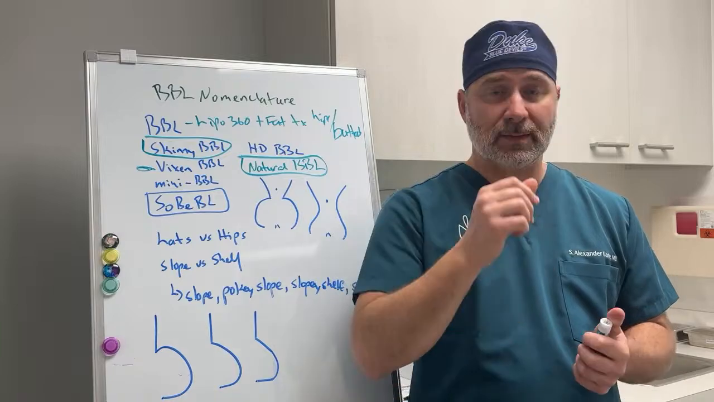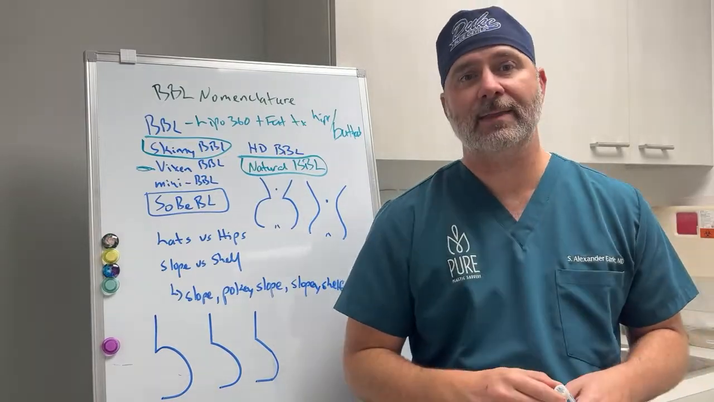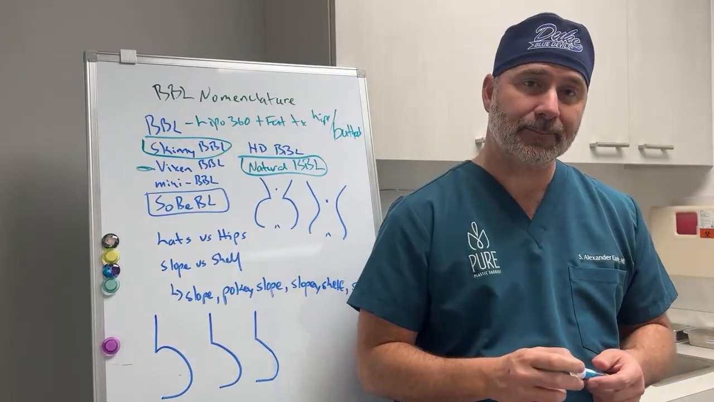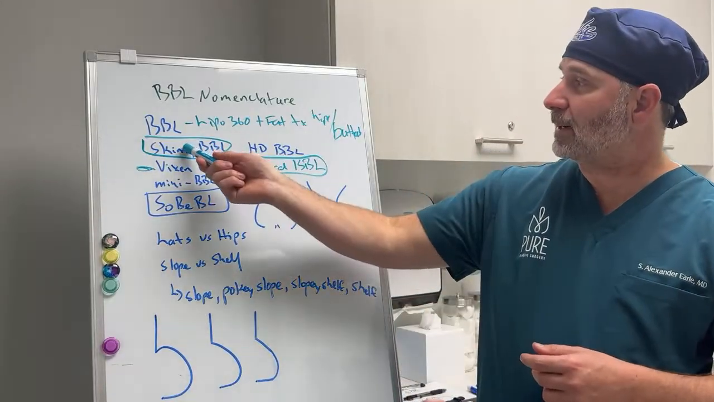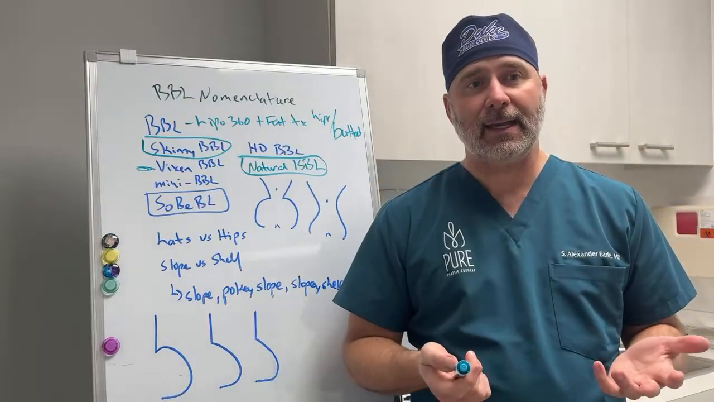So typically a patient has a BMI, say maybe between 20 or 21 and 25. That's what we consider a skinny BBL. So that's a lower BMI patient. But the natural BBL can be any BMI, right?